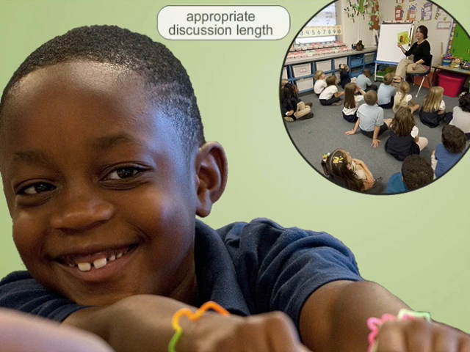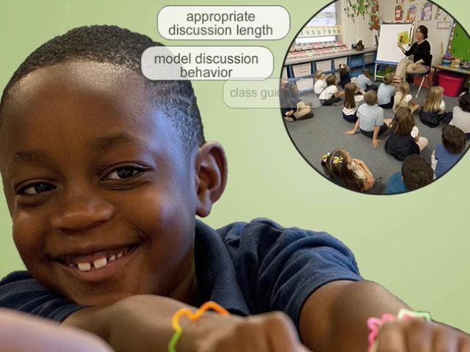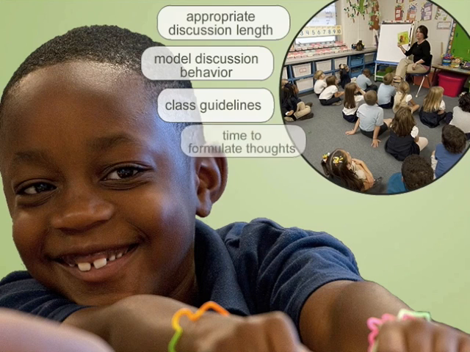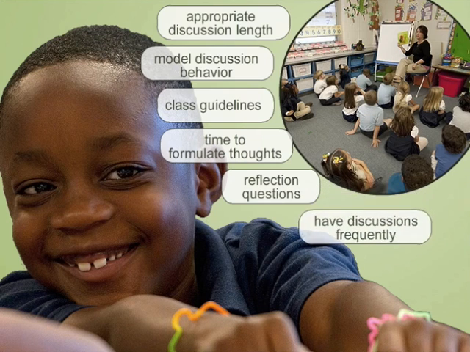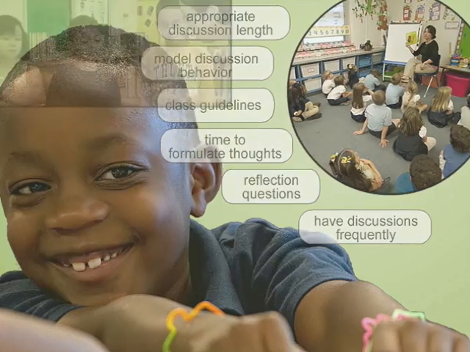It is important to meet kindergarten through 3rd grade students' needs when engaging in group discussions. Start with short discussions and then expand them as students develop their skills. Model discussion behavior. Post and refer to class guidelines for discussions. Give students time to formulate their thoughts. Before a discussion, give students questions to reflect on through either writing or drawing. Give students practice by having discussions frequently.